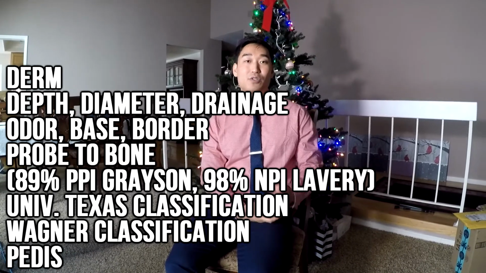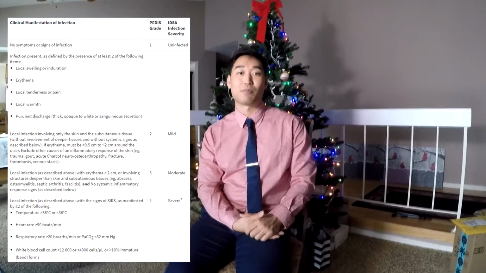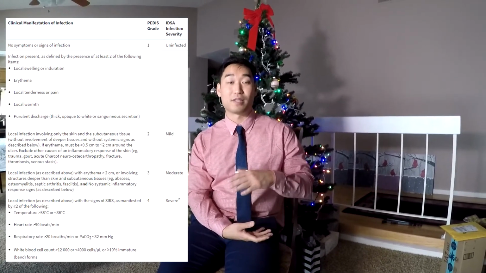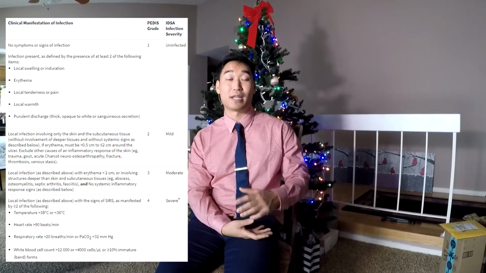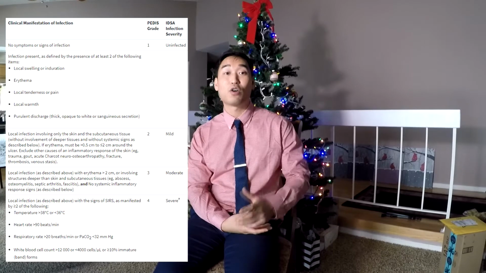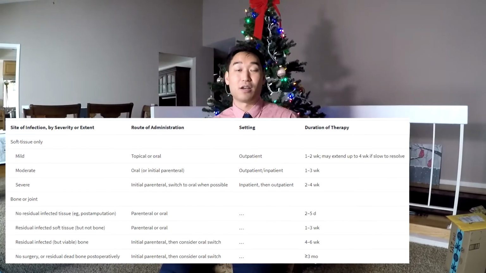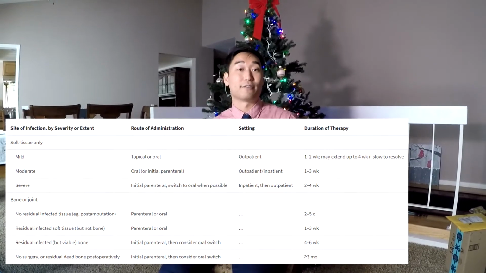If it's less than 2 centimeters of erythema on the wound margin, based on the IDSA classification, it will be considered mild. But if it's more than 2 centimeters, that'll be moderate. And if it has more than 2 centimeters along with at least a systemic sign of infection, that'll be considered severe infection. Depending on the classification, the patient will get different treatment.